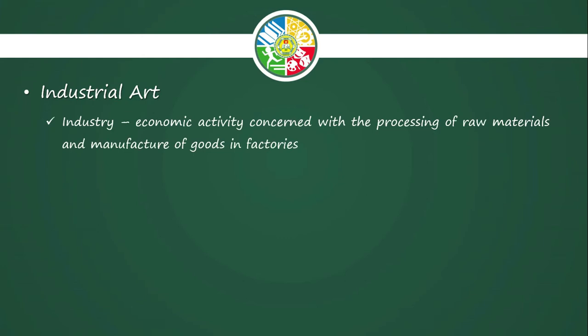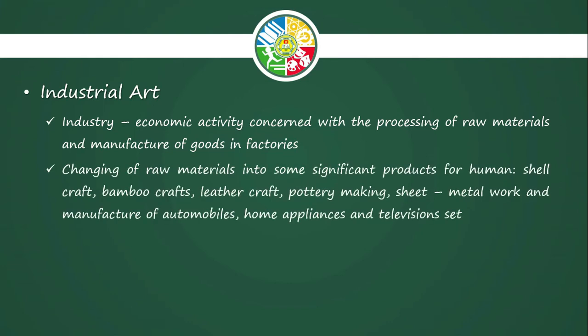Next, industrial art, from the word industry, meaning economic activity concerned with the processing of raw materials and manufacture of goods in factories. It is also the changing of raw materials into some significant products for humans: shellcraft, bamboo craft, leather craft, pottery making, sheet metal work, and manufacture of automobiles, home appliances, and television sets. To make it clear, industrial art is also called technology education. To elaborate on this, we cannot do it in our class time. We would need another subject allocated for that.